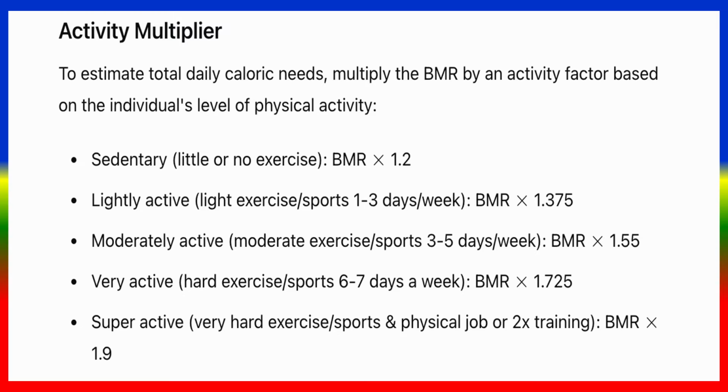Moderately active, moderate exercise including sports 3 to 5 days a week: BMR times 1.55. Very active, hard exercise sports 6 to 7 days a week: BMR times 1.725. Super active, very hard exercise, sports and a physical job or 2x training: BMR times 1.9.